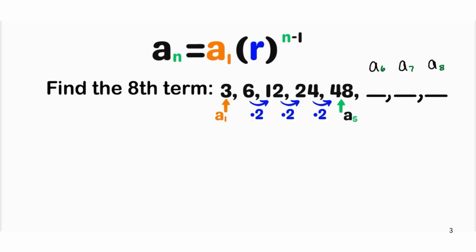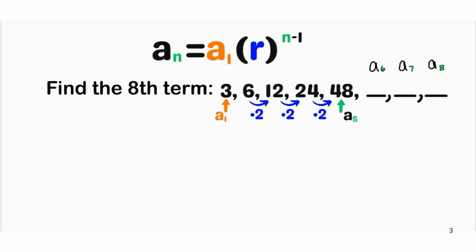So in this sequence, remember that our common ratio was 2, as is shown right here, which meant that we were just multiplying every term by 2 to find out what the next term was. The first term in this sequence, which is denoted by a sub 1, is 3. The last term that they give us is the 5th term, which is right here. 48 is the 5th term. So now what we want to do is find out what the 6th term is, 7th term is, and finally we'll get to the 8th term.